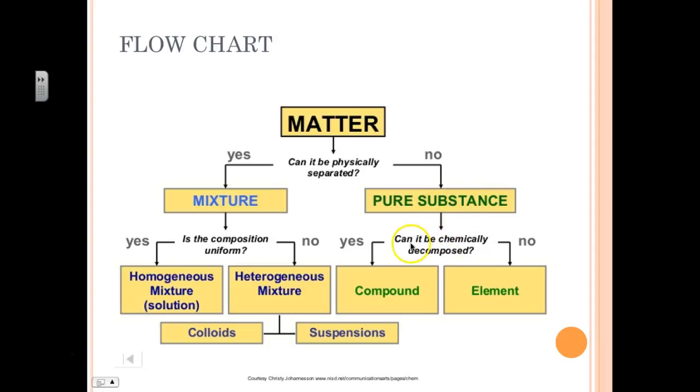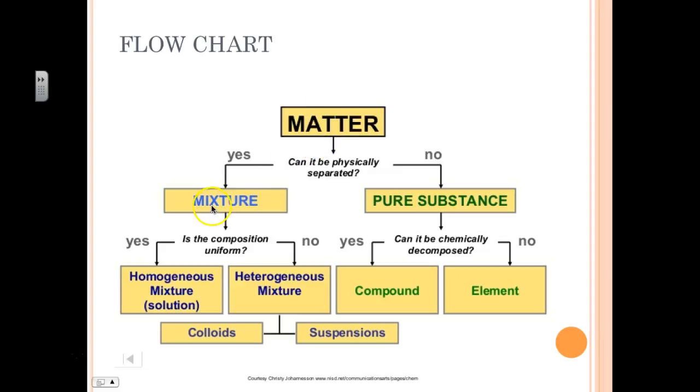Can the pure substance be chemically decomposed? If the answer is yes, it's a compound. If the answer is no, it's an element. And that makes sense, because if you're an element, you can't be decomposed anymore, because you are already that element. Versus a compound, which is made of two or more types of atoms, you can chemically break those apart to get just the individual elements.